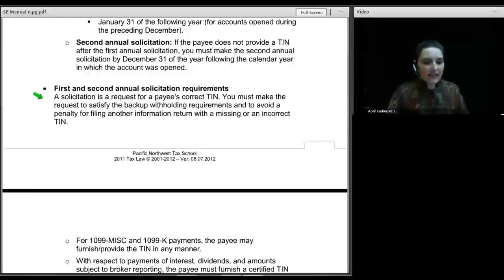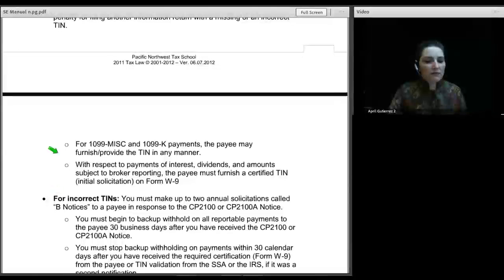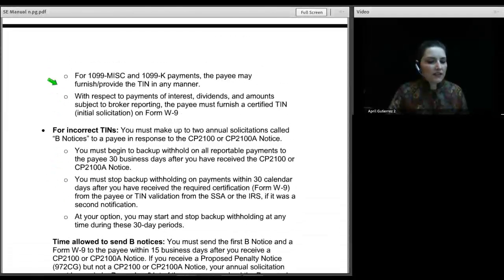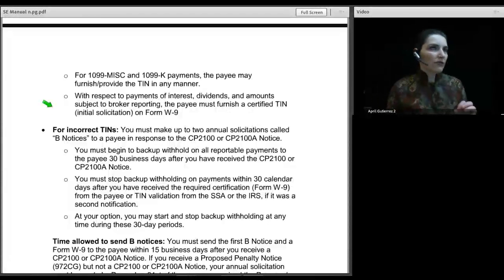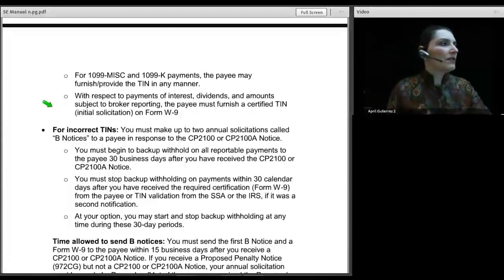So, first and second annual solicitation requirements. A solicitation is a request for a payee's correct TIN. You must make the request to satisfy the backup withholding requirements and to avoid a penalty for filing another information return with a missing or incorrect TIN. For a 1099-MISC and a 1099-K payment, the payee may furnish the TIN in any manner. With respect to payments of interest, dividends, and amounts subject to broker withholding, the payee must furnish a certified TIN on a Form W-9.